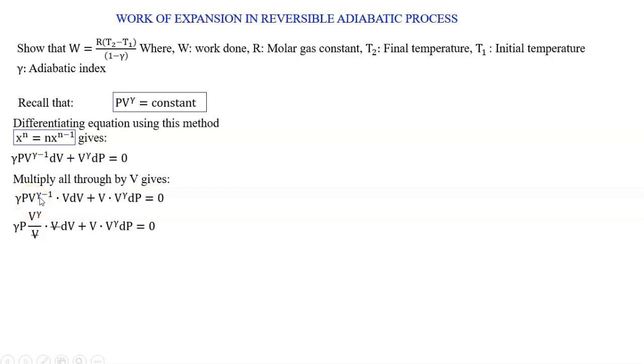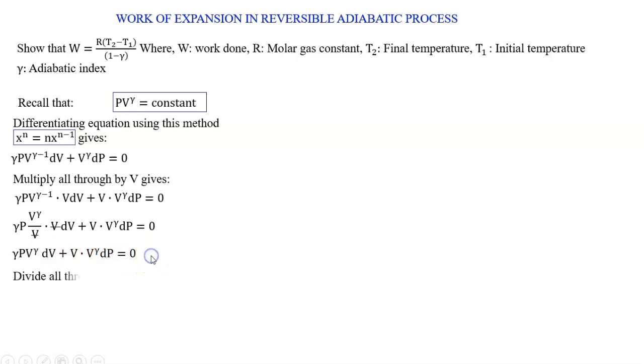So bringing it back now, we have gamma p times v to the power of gamma all over v times v dv plus v times v to the power of gamma dp is equal to 0, so that v and v can cancel out and the expression will reduce to gamma p v to the power of gamma dv plus v times v to the power of gamma dp is equal to 0.